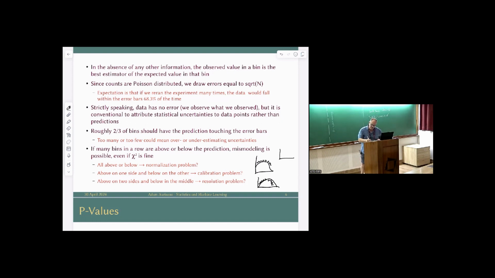And then the last one is a case like this, where you overestimated, underestimated, and then overestimated. That's a resolution problem, where your Monte Carlo does not have the right resolution, doesn't have the same resolution as your data, right?